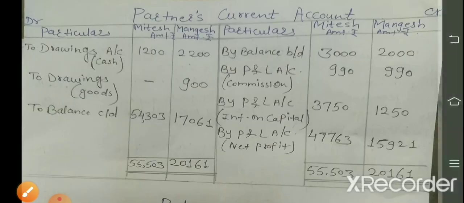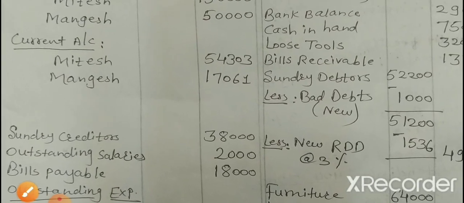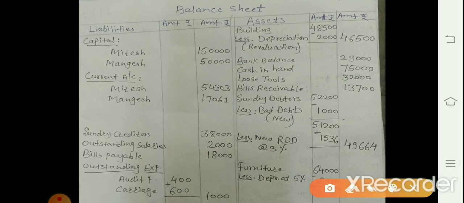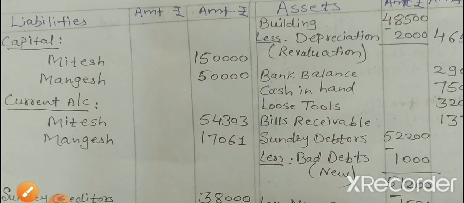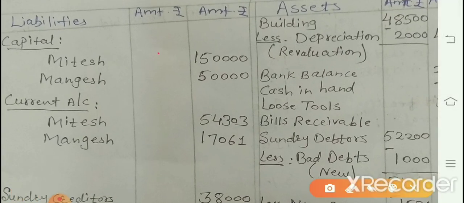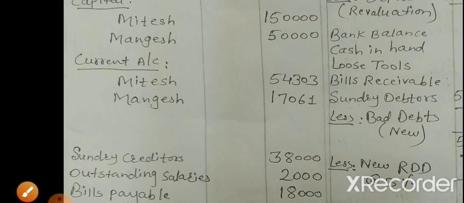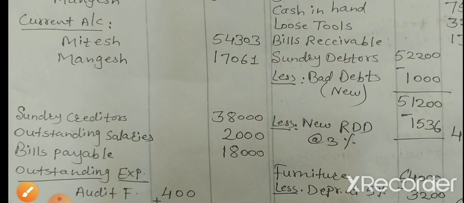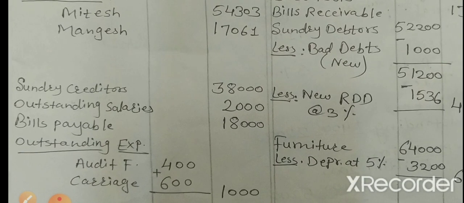Okay, now see the balance sheet. Here, this is the balance sheet. We wrote partners' current balances here, 54,303, 17,061, and see here partners' fixed amounts are there, that is partners' capital is fixed. So this is what our method says. The amounts of partners' capitals remain fixed. All the adjustments are carried through partners' current account. Okay. Then see the other items on liability side. Sundry creditors 38,000, outstanding salaries 2,000, bills payable 18,000.